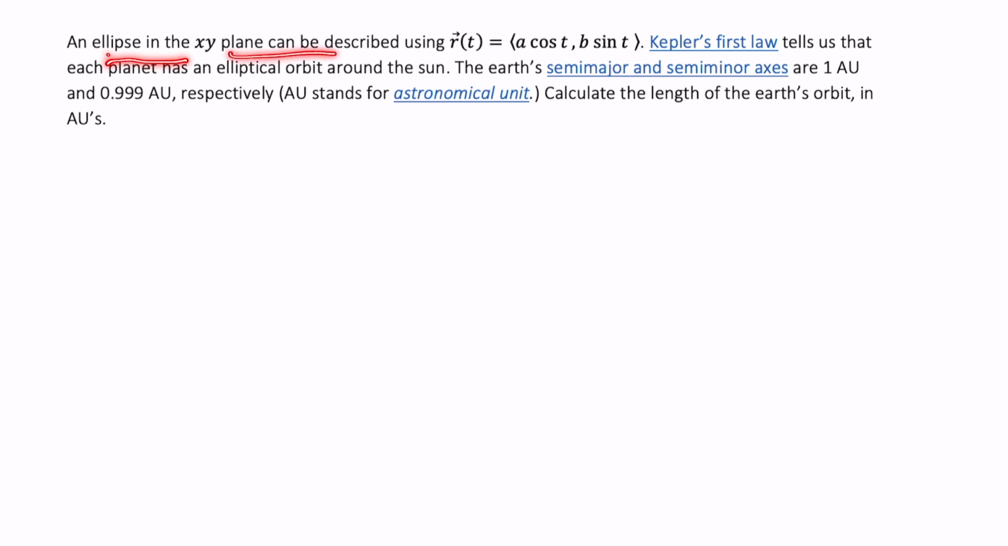An ellipse in the xy plane can be described using this vector valued function here, so that's a cosine t comma b sine t. Kepler's first law tells us that each planet has an elliptical orbit about the sun. The Earth's semi-major and semi-minor axes are 1 AU and 0.999 AU, respectively. AU stands for astronomical unit. So let's go ahead and use arc length to calculate the length of the Earth's orbit in astronomical units.